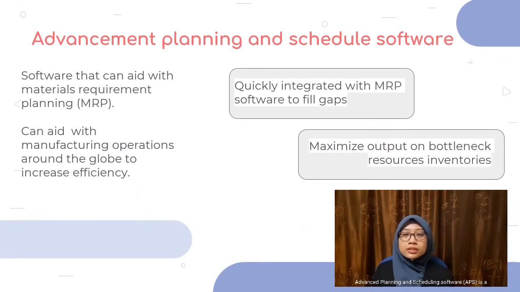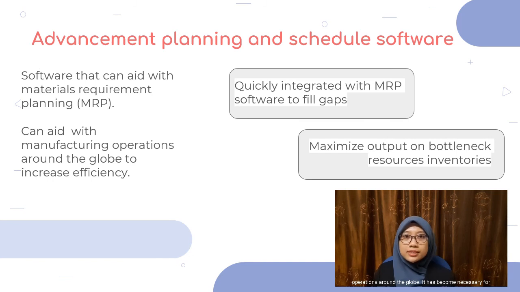Advanced Planning and Scheduling software (APS) is software that can aid with Material Requirement Planning (MRP). It can aid manufacturing operations around the globe that need to increase efficiency. It allows manufacturers to easily view their production process as a whole and manipulate areas that need to improve. APS can be implemented into operations around the globe.